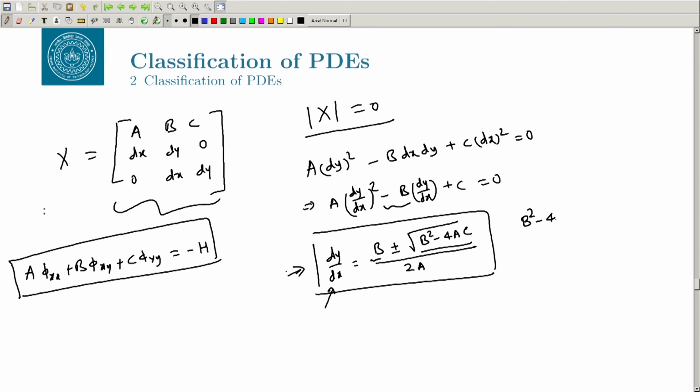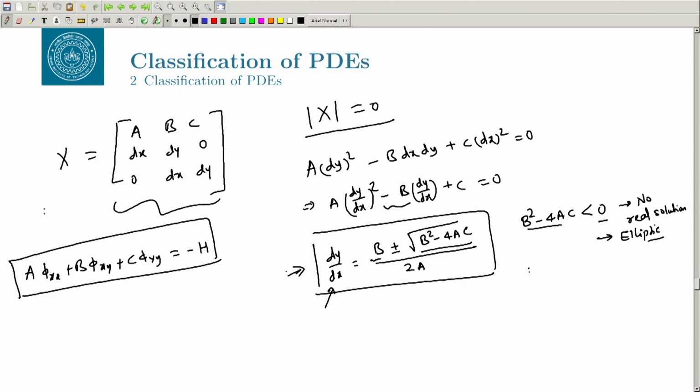If B square minus 4AC is less than 0, that means you will not have the real solution, no real solution for dy/dx. And this kind of equations are called the elliptic equations.